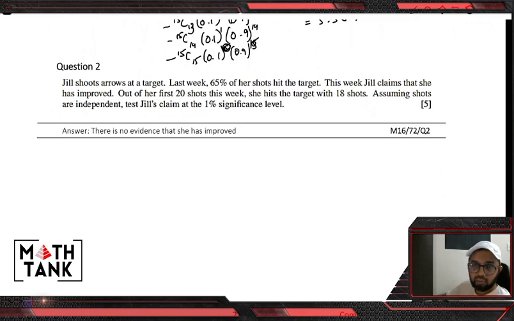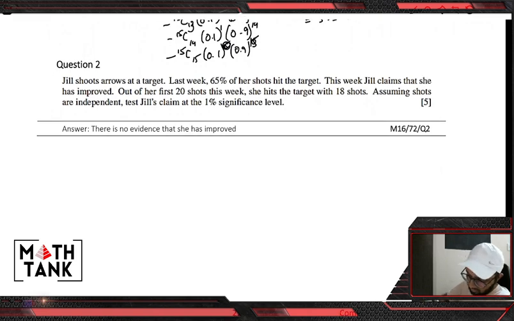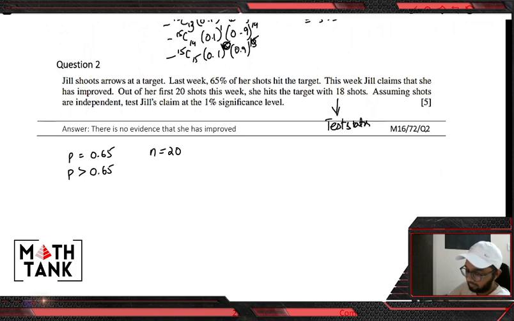Let's look at question number 2. It says Jill shoots arrows at a target. Last week, 65% of her shots hit the target. This week, Jill claims that she has improved. So what I am hypothesizing is that P is now greater than 0.65. Out of her first 20 shots, she hits the target with 18 shots. So that's the test statistic. Assuming shots are independent, test Jill's claim at the 1% significance level.